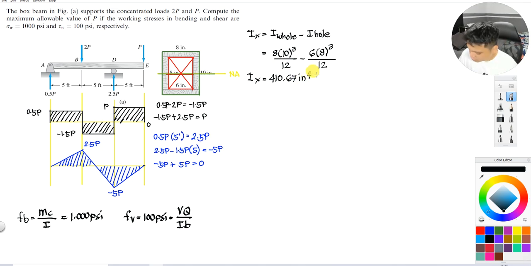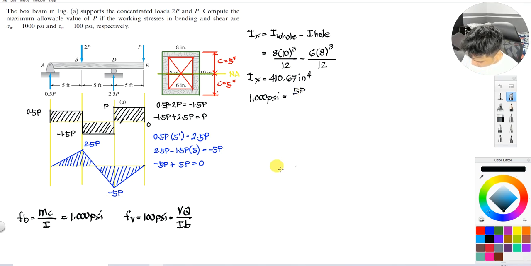Okay? So, I can have also the value of C. Parehas lang yung top and bottom, no? So, parehas lang yan. So, C equal to 5 inches. Okay? So, with that, pwede na ako mag-compute ng FB. So, FB equals to 1,000 PSI. M ko, ano ang maximum M? 2.5 o 5? So, I have here the 5P.